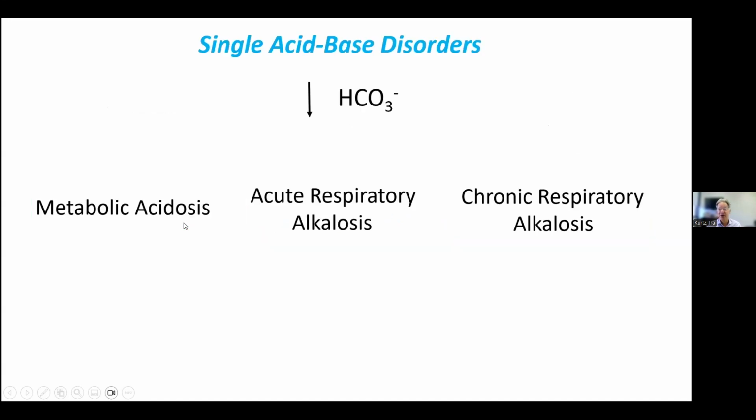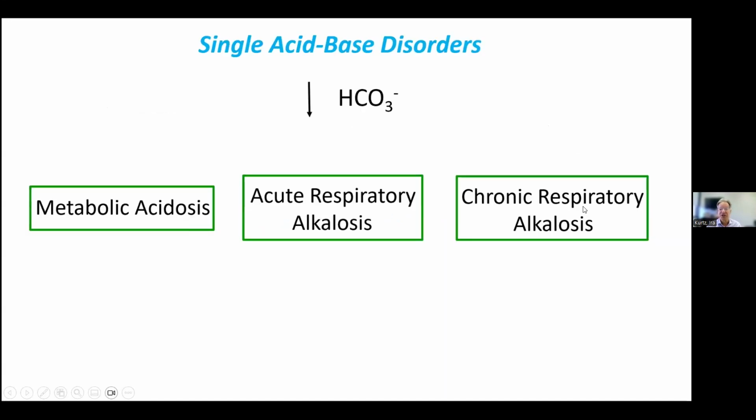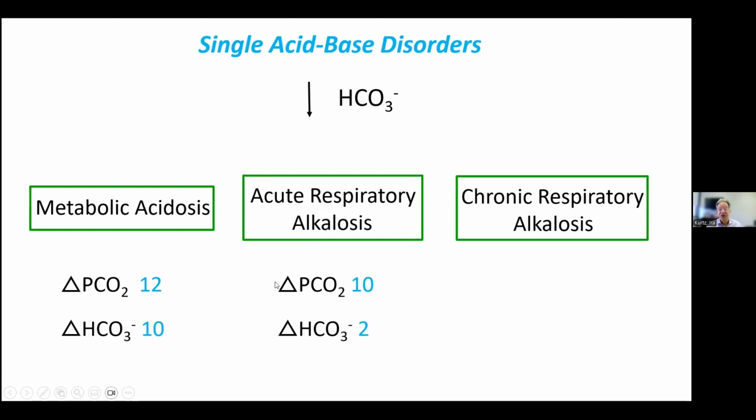Well, we have a decrease in the bicarbonate, so it's one of these 3 potential causes. Metabolic acidosis, the delta for each should be 12 for the PCO2 and 10 for the bicarbonate. If it's acute respiratory alkalosis, it should be 10 to 2.